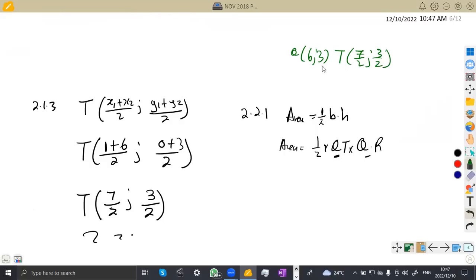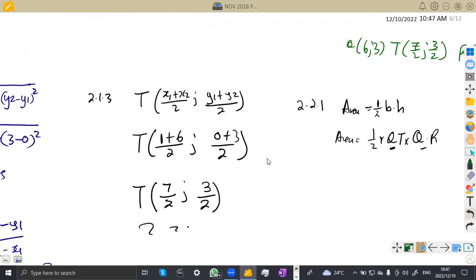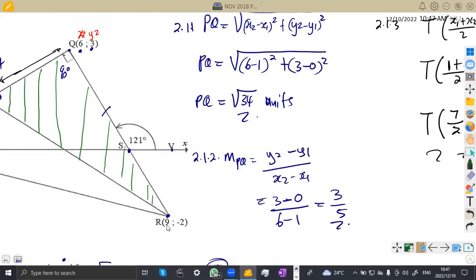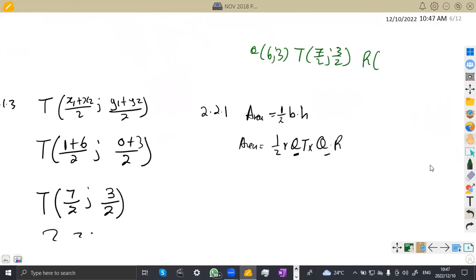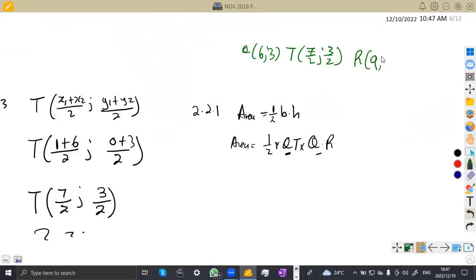All right. So that means we are supposed to calculate the length from here. And also we've got the point R. Let's just take our points at once. Point R here is 9, minus 2. So let's just have our points at once here, so that these are the points that you're going to use actually. Okay. So let's start with QT.